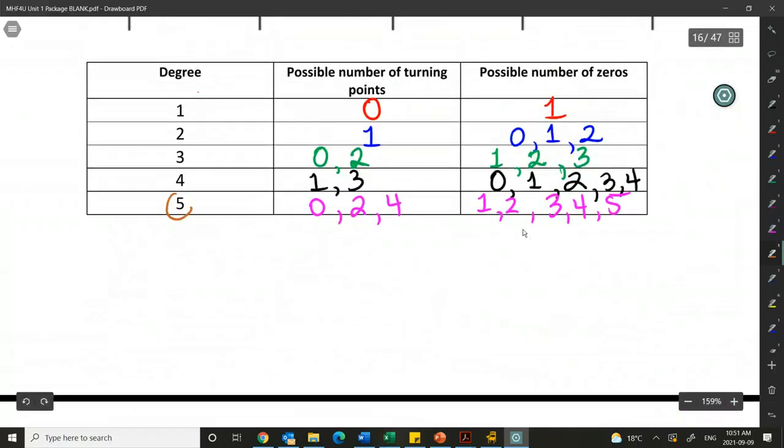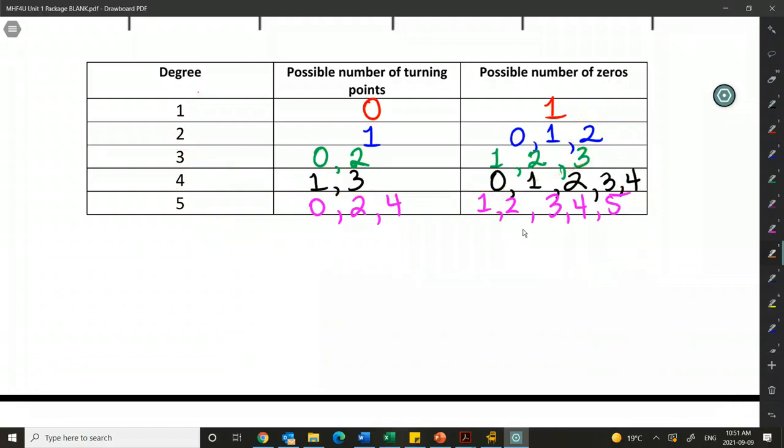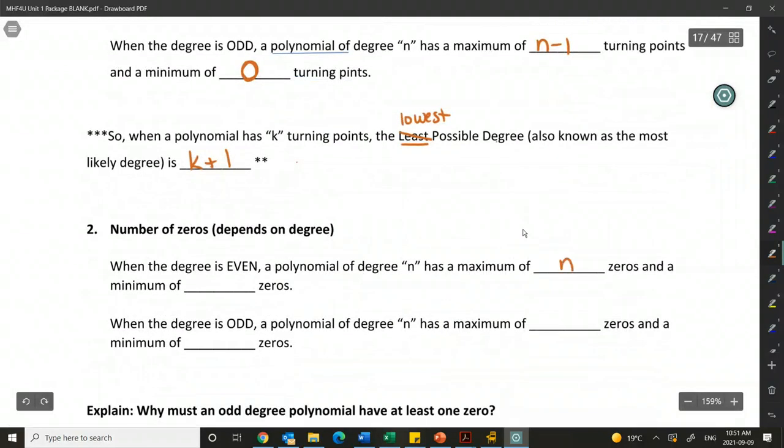So all the evens, a degree 4 can have up to 4 zeros. A degree 2 can have up to 2 zeros. Okay, that's the max. So it will be equal to the degree. You cannot have more zeros than your degree. So if I have a degree 5 polynomial, I won't ever have more than 5 zeros. I could have less, but I won't have more than 5.